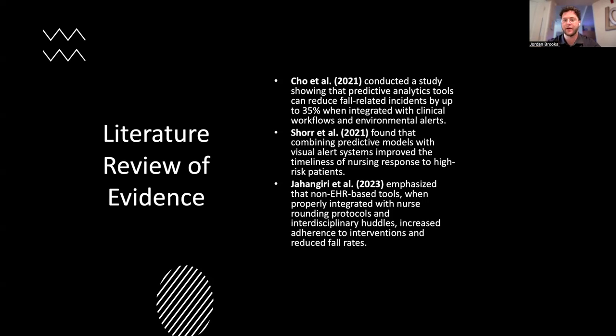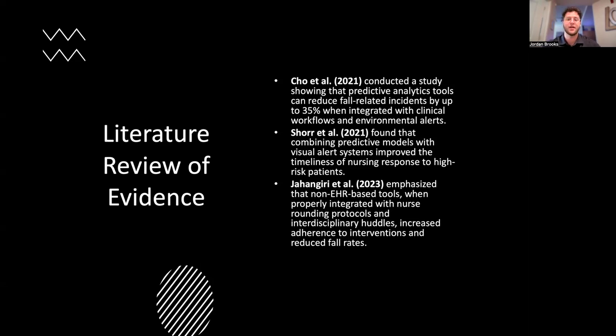Shore et al. '21 found that combining predictive models with visual alert systems improved timeliness of nursing response to high-risk patients. So by having a clear outline saying this patient is a high risk, nurses will be more responsive to that risk.